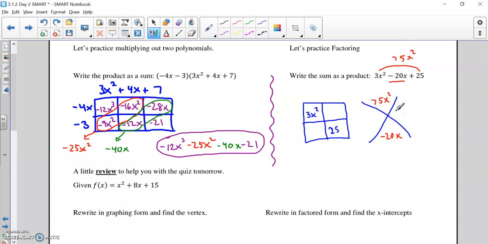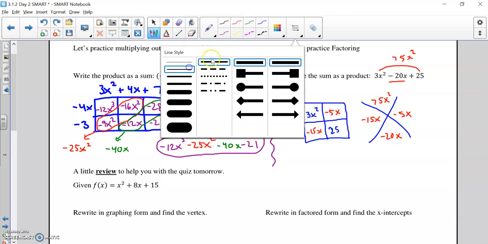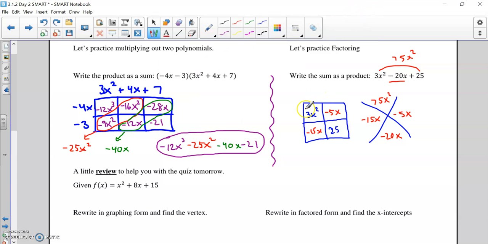All right, so now that we've done that, we can go ahead and play the game. We have to ask ourselves, okay, well, what two numbers are going to multiply to make 75 and also add to make negative 20? Eventually, we would stumble upon the discovery that negative 15 and negative 5 are going to make that happen. If we multiplied those, we would get 75. If we added, we'd get negative 20. So we fill in the rest of our boxes.